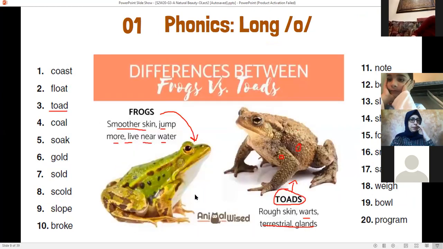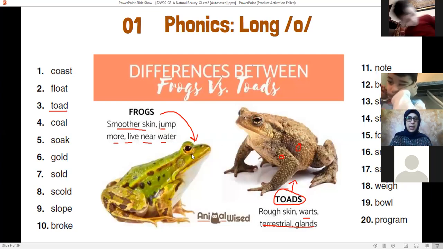Now, the third word is toad. A toad is just like a frog, but a frog looks like this. It's green and it has slimy skin, whereas the toad has rough skin. It's not smooth, it's rough.